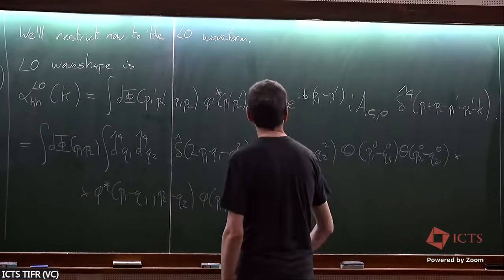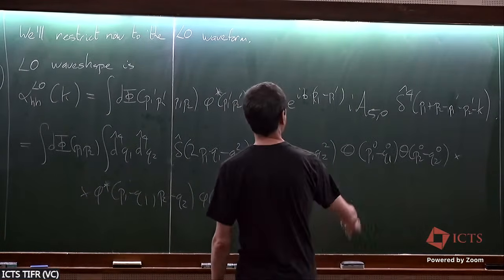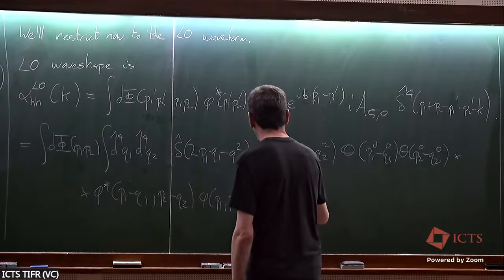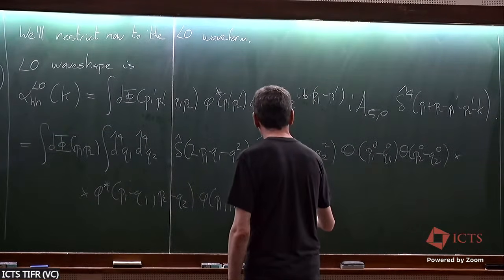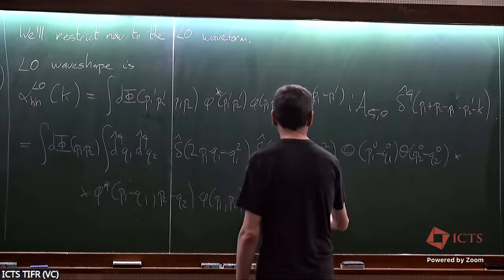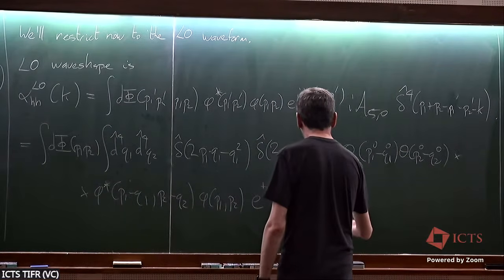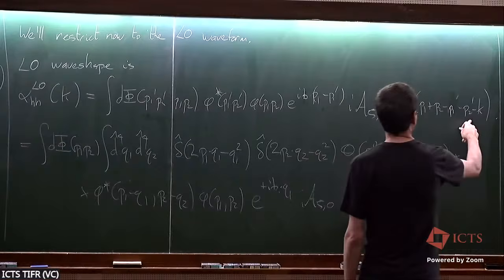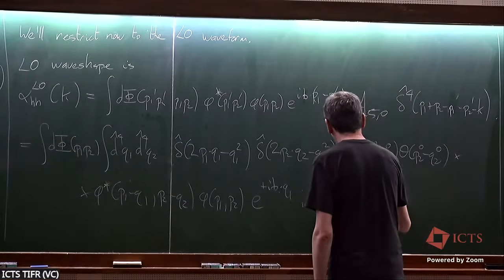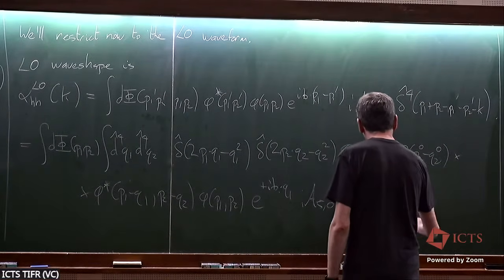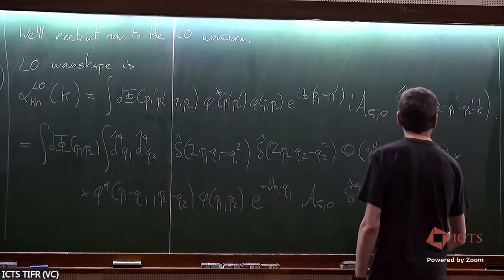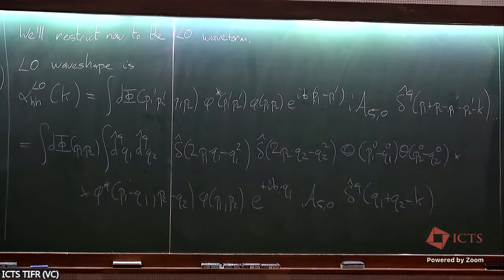In the exponent here now, there's going to be an e to the plus i b dot q1, and then the 5-point amplitude. And this delta function is still there. It just sets q1 plus q2 equal to k.